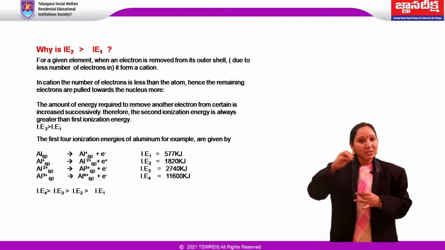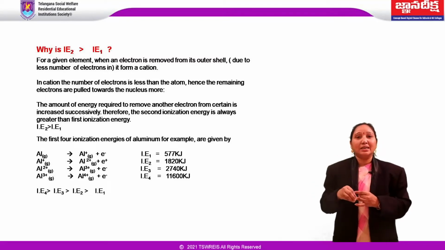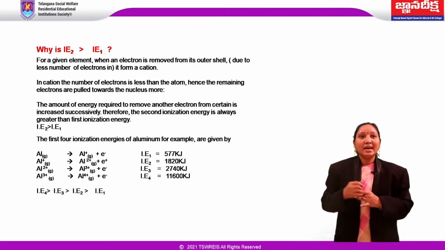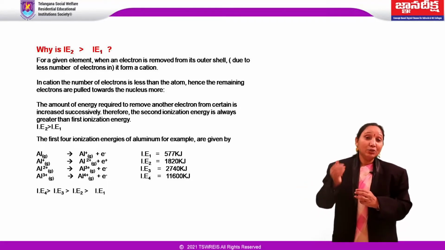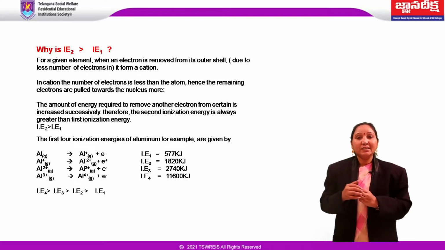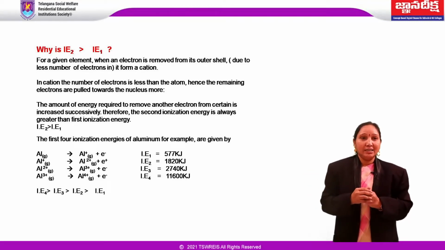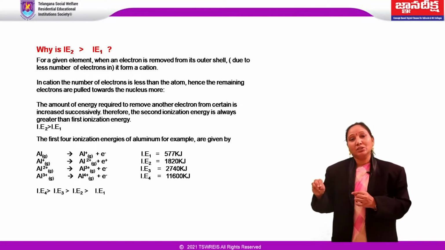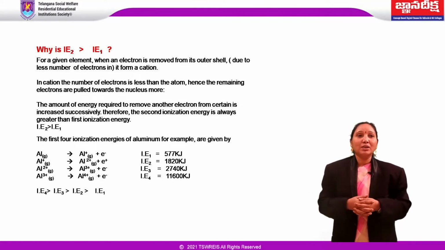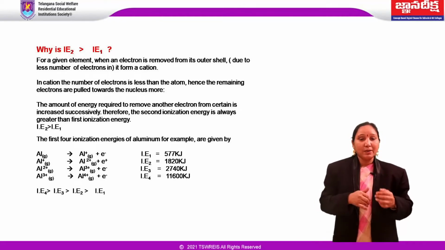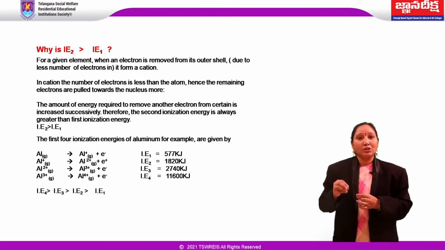In order to remove the second electron from the Al+ ion, that is the unipositive ion, the energy given is 1820 kilojoules per mole. To remove the third electron, the energy given is called the third ionization energy, and that energy is equal to 2740 kilojoules per mole. If we want to remove one more electron from the Al3+ ion, the energy given is called the fourth ionization energy, and here the value is around 11,600 kilojoules per mole.